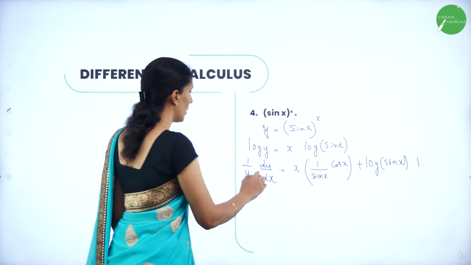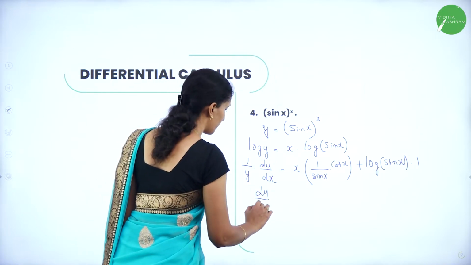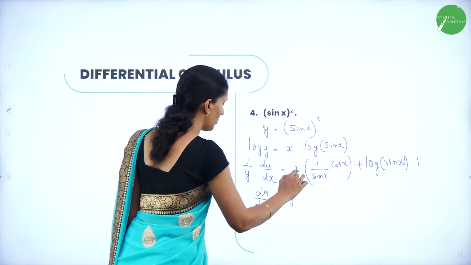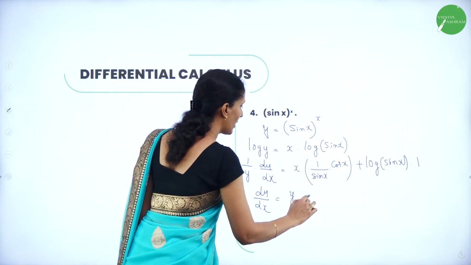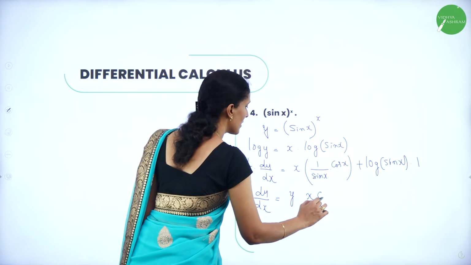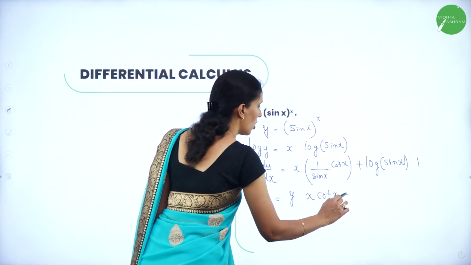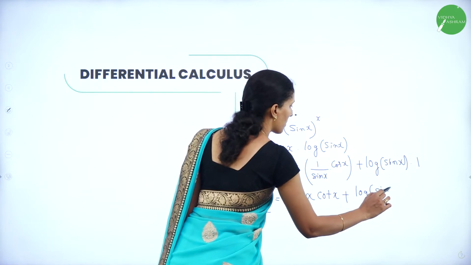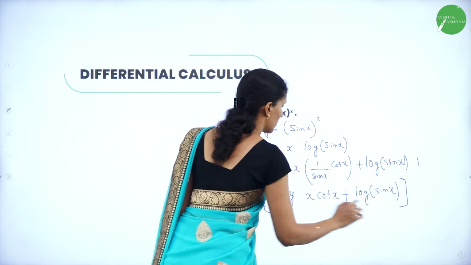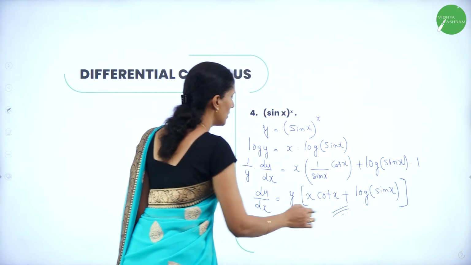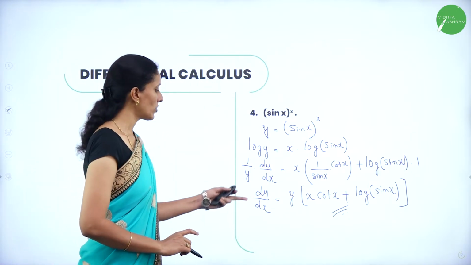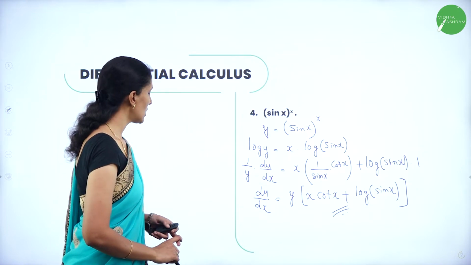So here dy by dx is equal to y into, so here you have x, so you can write x cos by sin is cot x, plus log of sin x into 1 is log of sin x. So this is the answer. So you can replace y as sin x to the power x, which is the same as dy by dx now.